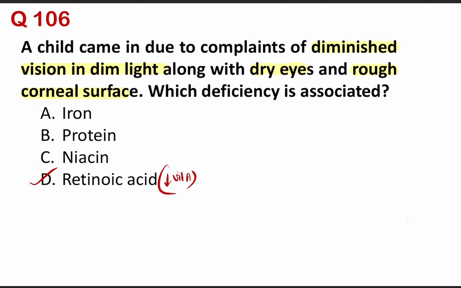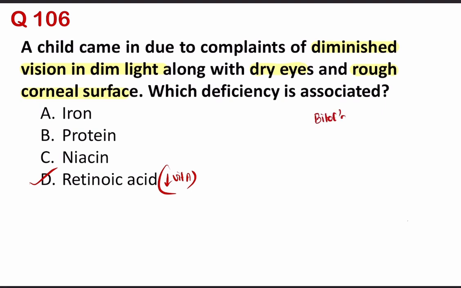So first of all, let me tell you how the diagnosis was made. As you can see, they have given some ocular findings, some ophthalmological findings, and they are asking what the deficiency is that the child is associated with. So now you can see that they have given some findings which, put together, you can easily make the diagnosis of Bitot spot.